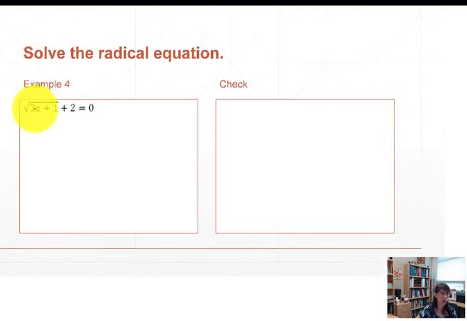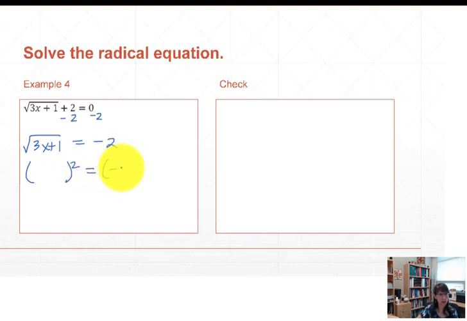In example 4, we have square root of 3x plus 1 added to 2 equals 0. So we must isolate the radical. We'll do that by subtracting 2. Here we have square root of 3x plus 1 equals negative 2. Next, we'll square both sides of the equation. So we are releasing the terms from the radical. Squaring the quantity of negative 2, we end up with positive 4. This time it's back to being a linear equation, so we like these. They're a little faster to solve.